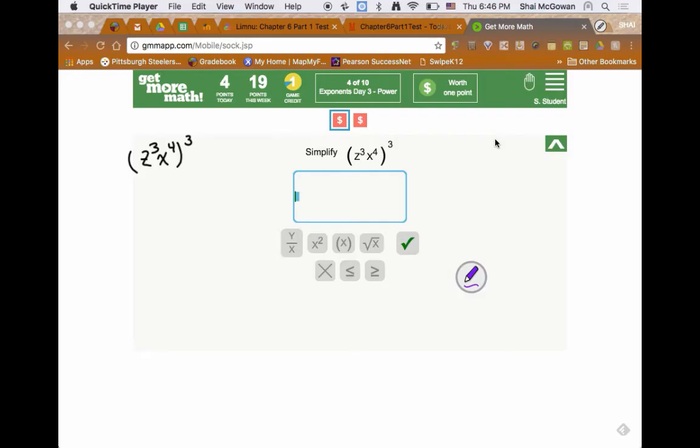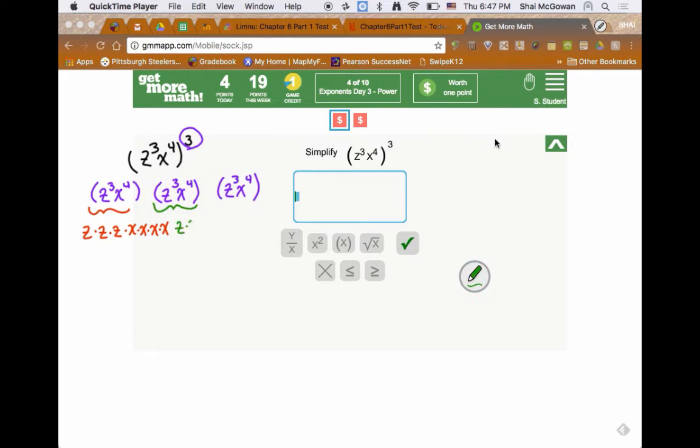Example 2. Z to the 3rd, x to the 4th, all raised to the 3rd power. So again, we'll start with this 3. So we're going to do z to the 3rd, x to the 4th 3 times. And now we're going to have to expand each of those. So this one here, you have z times z times z times x times x times x times x. That one there, you're going to have z times z times z times x times x times x times x again. And this one again, z times z times z times x times x times x times x.